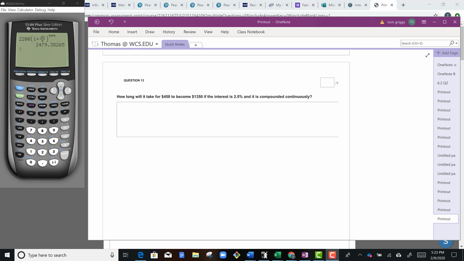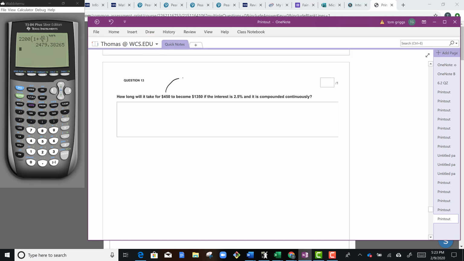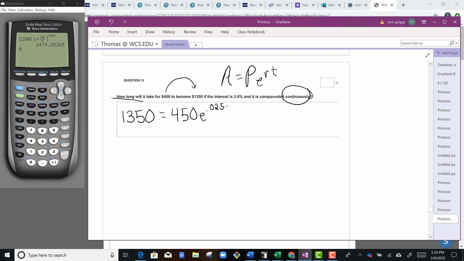Let's look at a question you have to work backwards. This one wants to know how quickly can 450 turn into 1350. So that means we know our A, and we know our initial principal. Since we're compounding continuously, we're using this formula. So 450 times e raised to the rate, which is 0.025, times the time, and ultimately that's what we're trying to come up with. How long will it take? So we want to solve this for t.